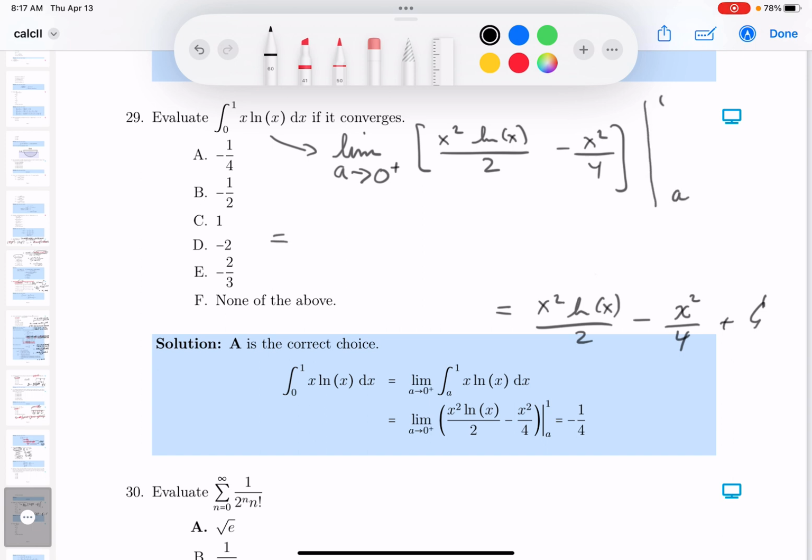Well, I think I can write this down. And if I do 1, what are you going to get? The natural log of 1 is 0, so that's pretty good. So you get minus 1/4. That's easy. And then I got the limit problem to worry about.